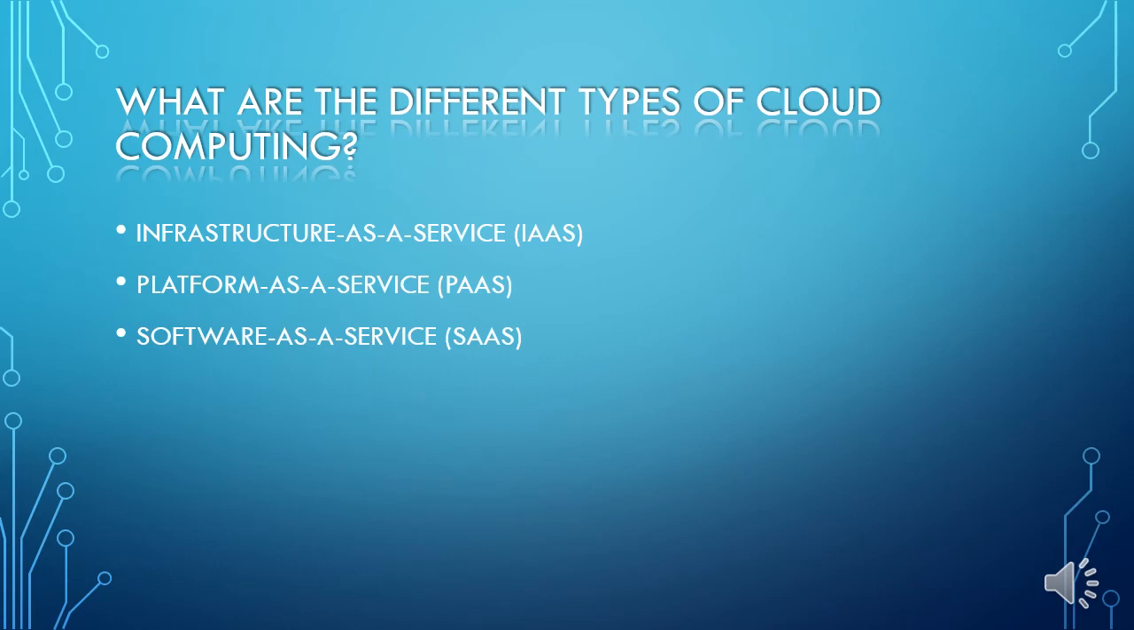Now let's talk about the 3 types of cloud services: infrastructure as a service, platform as a service, and software as a service. Infrastructure as a service is the most basic category of cloud computing services. With this, you rent IT infrastructure, servers and virtual machines, or VMs, storage, networks, operating systems, all from a cloud provider on a pay-as-you-go basis.